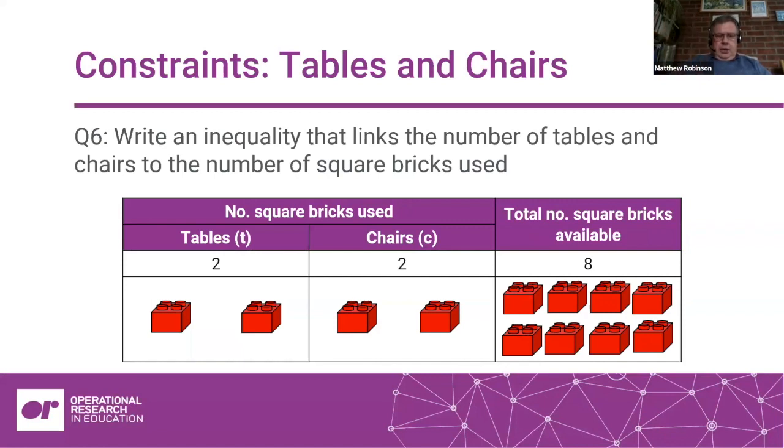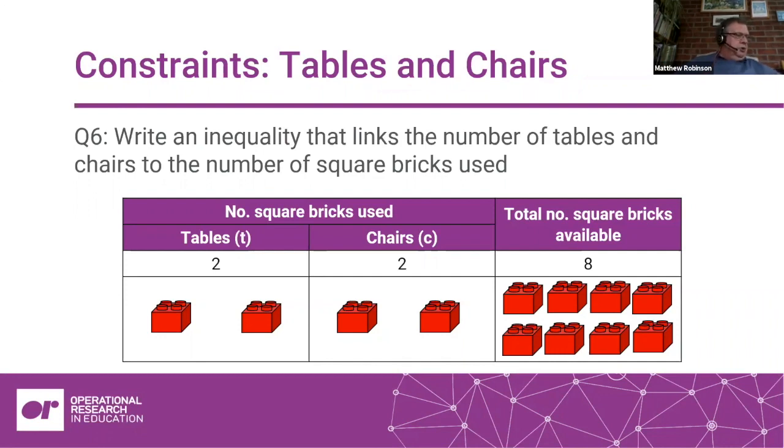Similarly, for the square bricks, remember for a table, we use 2 of the square bricks. For a chair, each chair we produce, we also use 2 bricks. And in total, we have 8 of the square bricks available. So again, think about an inequality, think about an equation which will help to express the constraint we have.